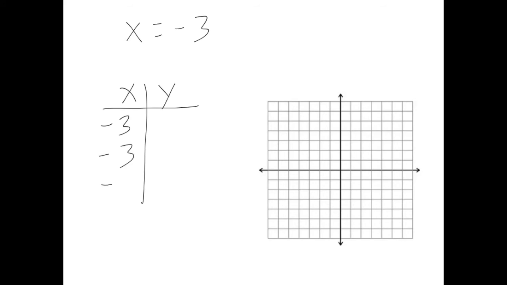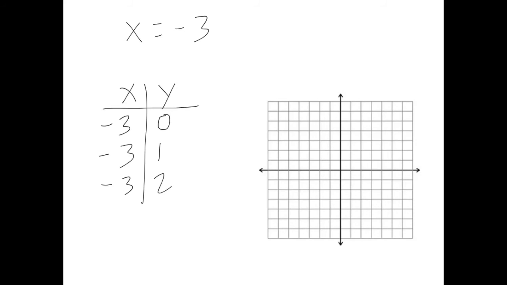So we can't pick 0, 1, 2 like we did before. X has to be -3. So that means our y is the thing that's going to change. So our y will be 0, 1, and 2. This is a special kind of equation, a special kind of function, and we'll talk more about this later. But for right now, let's graph our points that we have here.